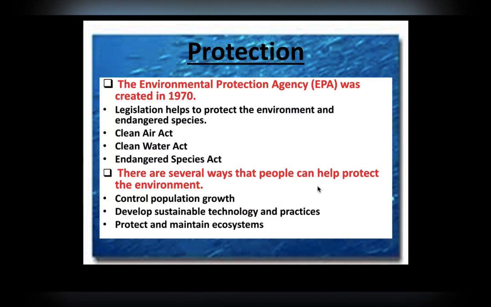The first one is that the Environmental Protection Agency was created in 1970. The world agreed that they should set up an Environmental Protection Agency to protect the environment. This agency regulates how we deplete the environment. Legislation helps to protect the environment and endangered species. So we started making legislation for organisms, not only for human beings, to fight for animals in the environment, for fish, for the ocean. The Clean Air Act has been enacted, so that companies that pollute the environment should also find a way to clean it.